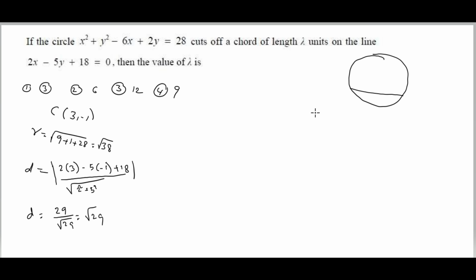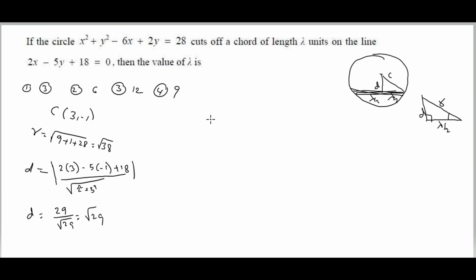Here a chord of length lambda is given. This is the center of the circle. This is the perpendicular distance d. This total distance is given. Chord length is given. This chord length is lambda. This is lambda by 2 and this is lambda by 2. This is the radius of the circle. Here the triangle is a right angle triangle. This is the distance d and this is R. This is lambda by 2.